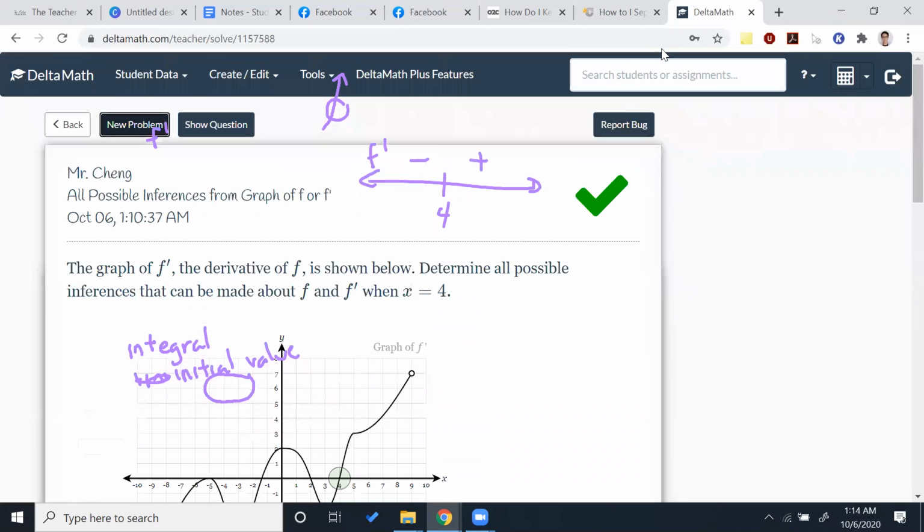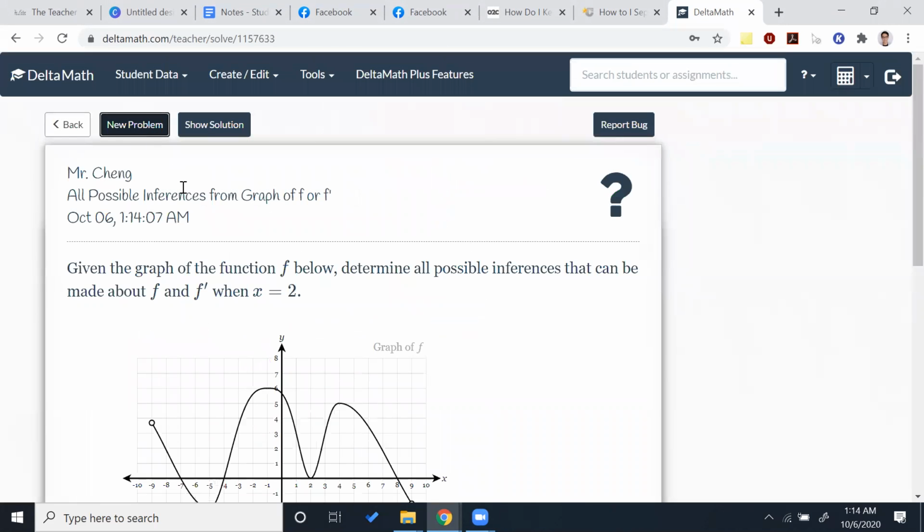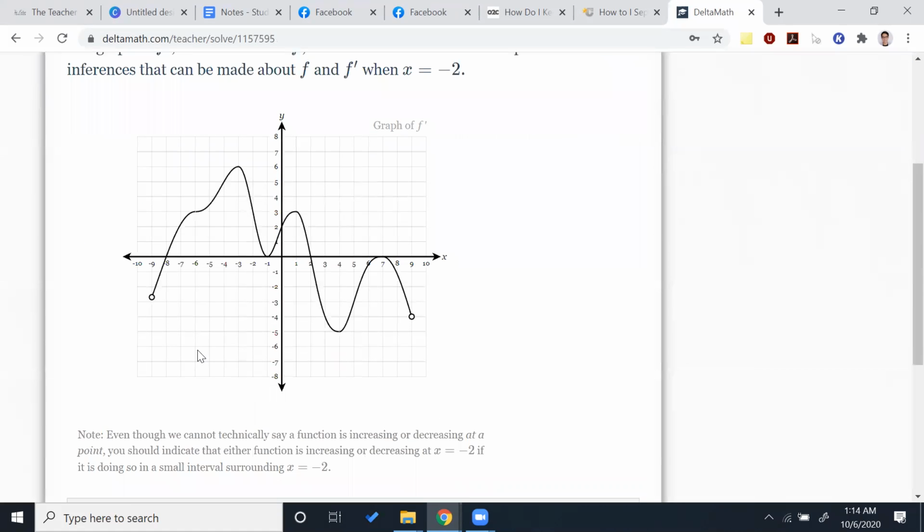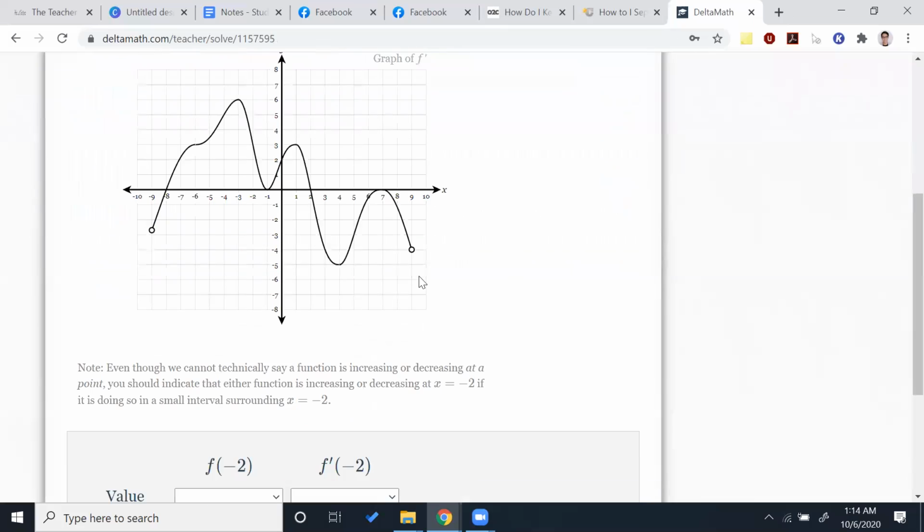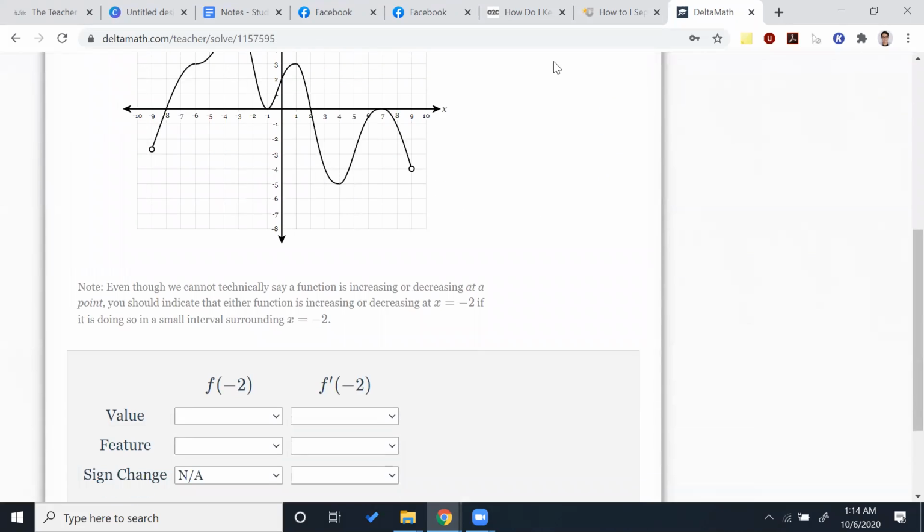Let's see, I'll do one more because that video was kind of short. Okay, one more. Last one. F prime through x equals -2.